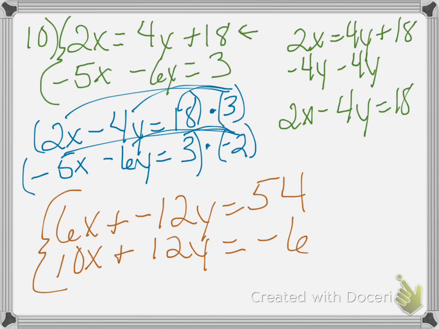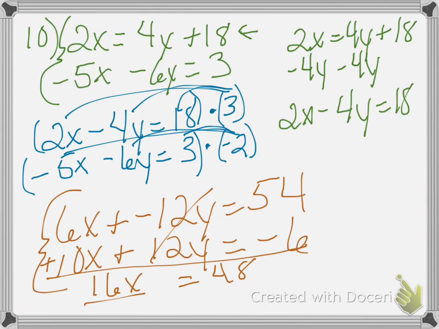Does everybody have that? Okay. 48. Is that it? Yeah, 48. Well, I might have room here. I'm going to add, and that would be 16x. Those cancel. Equals 48. I'm going to divide both sides by 16. And what do I get? x equals 3.